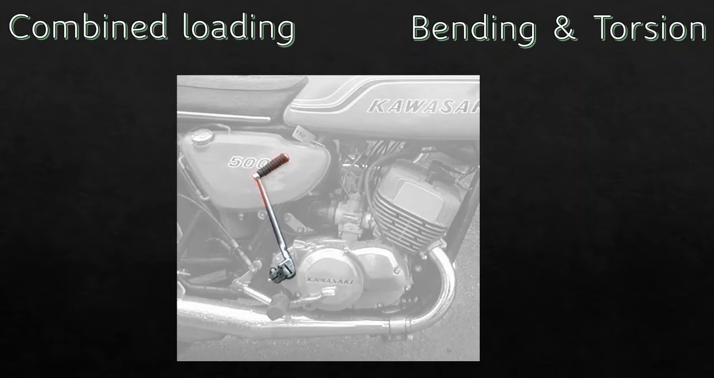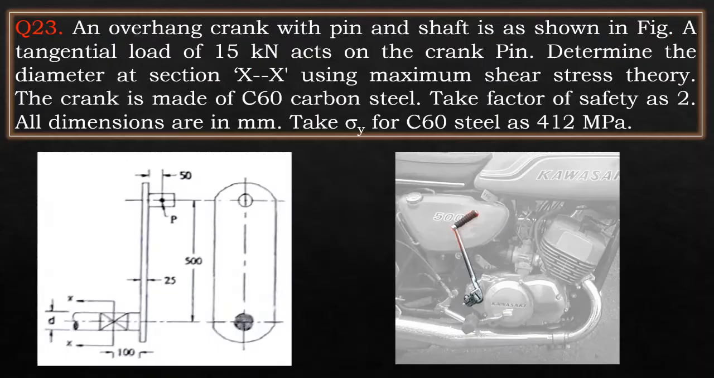Now let us understand by taking a simple example. Let us consider this example. An overhung crank with a pin and shaft is subjected to a tangential load of 15 kilonewtons. We need to determine the diameter of the section at XX. So this section is here. The diameter of the section XX using the maximum shear stress theory.